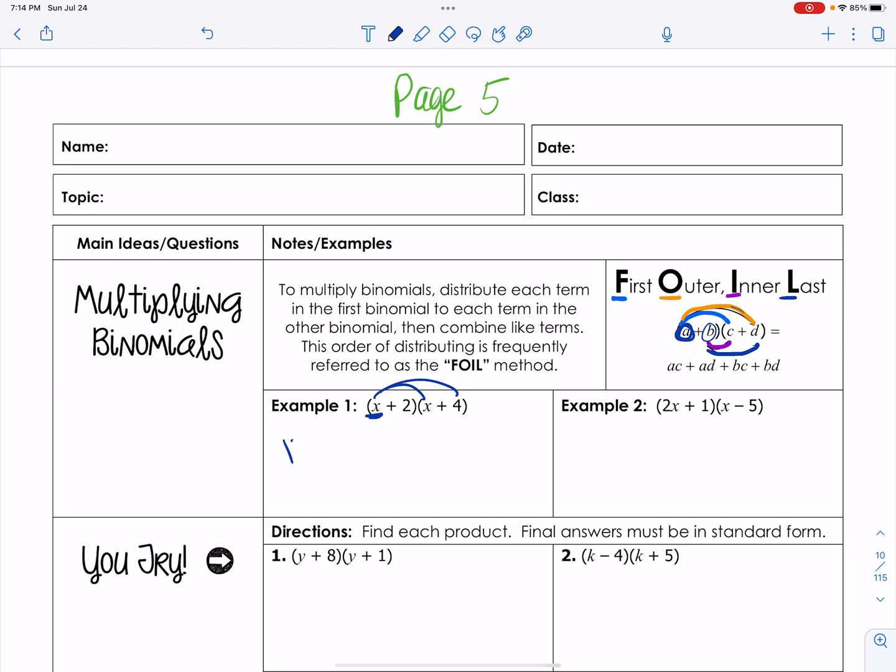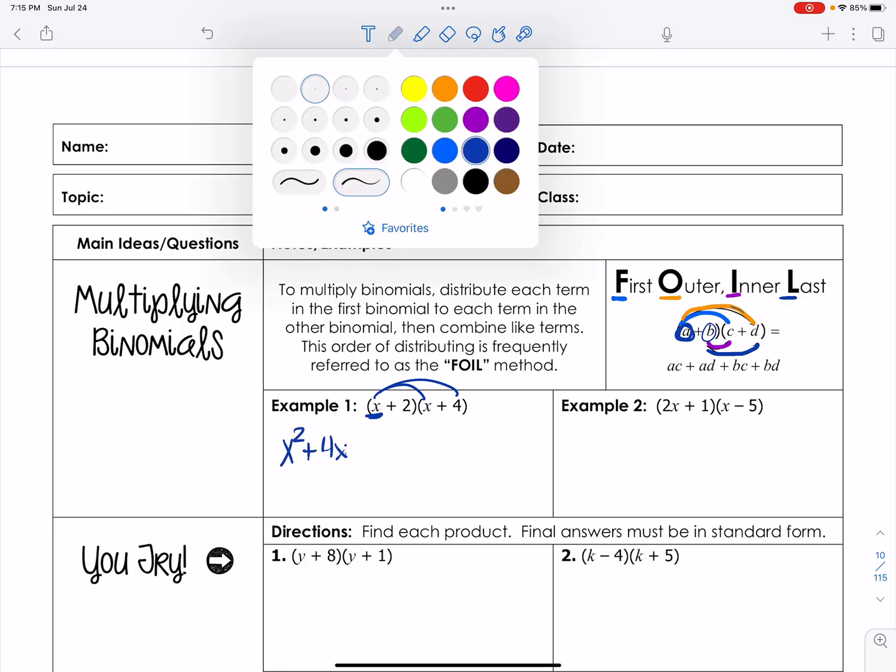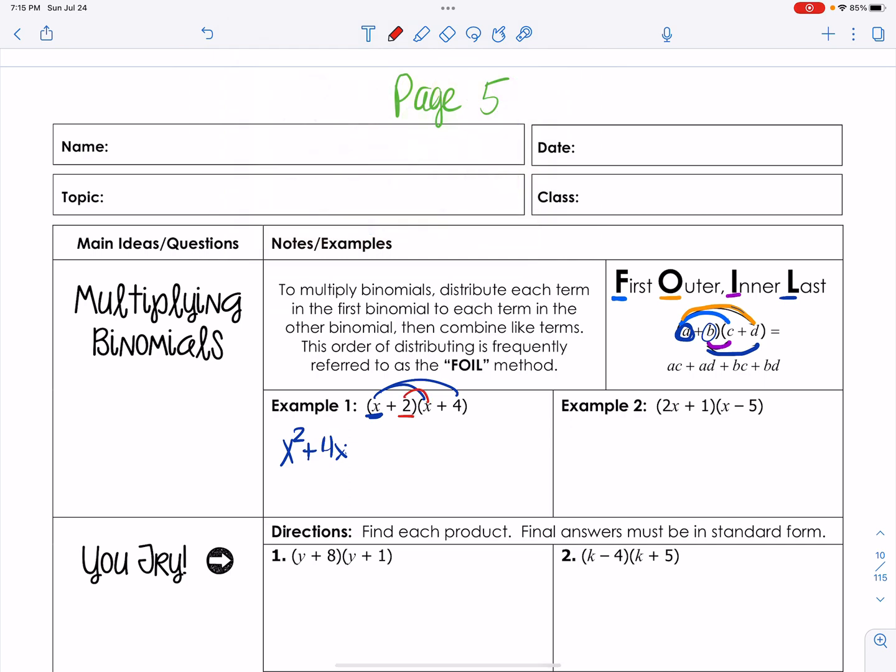So I'm going to take the X and just times it into both, X squared plus 4X. Okay, and then I'm going to take my 2 and times it into both of them, plus 2X plus 8. And so these are like terms. So my answer is X squared plus 6X plus 8.